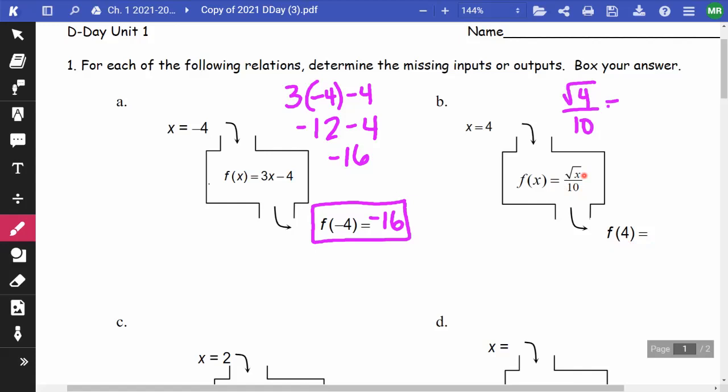And the square root of 4 is a 2. 2 over 10. And we can reduce 2 over 10 to a 1 over 5. And so when I put in a 4, my output is a 1/5. So F of 4 is equal to 1/5.